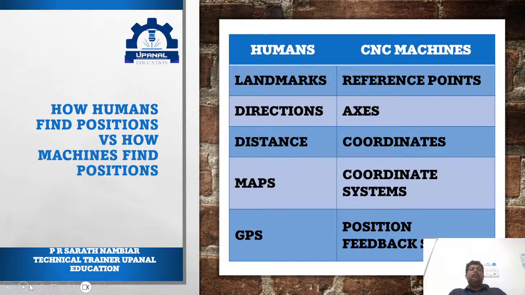Finally, GPS in a mobile phone continuously updates your current location. Similarly, CNC machines constantly monitor their positions using feedback devices like encoders or sensors. These encoders and sensors tell the control where the axis is located. This is why when you look at a CNC, you always see the axis positions changing during movement. So in short, humans and CNC both need location information. The only difference is that the CNC needs much higher precision.